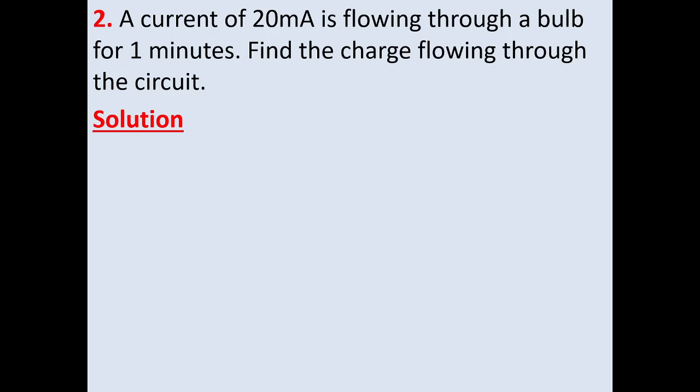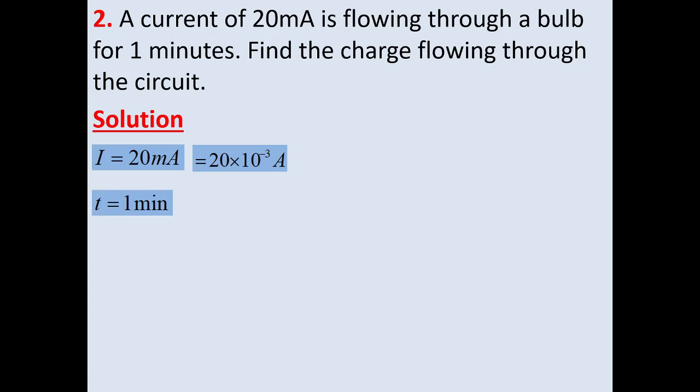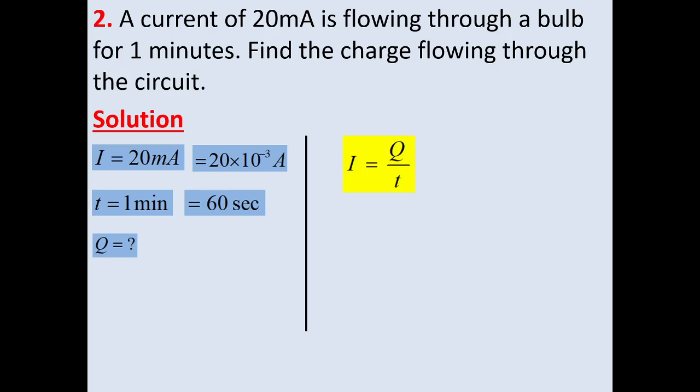A current of 20 milliampere is flowing through a bulb for 1 minute. We have to find out the charge flowing through the circuit. Again we use the basic definition for current. So current is given 20 milliampere. We have to convert it into ampere. So 20 into 10 raised to minus 3 ampere. Time is given 1 minute, so it is 60 seconds. We have to find out charge, that is Q. We use the same definition for electric current. I is equal to Q upon T. So from that, Q is equal to I into T. Substitute the values. You will get the answer Q as 1.2 coulomb.